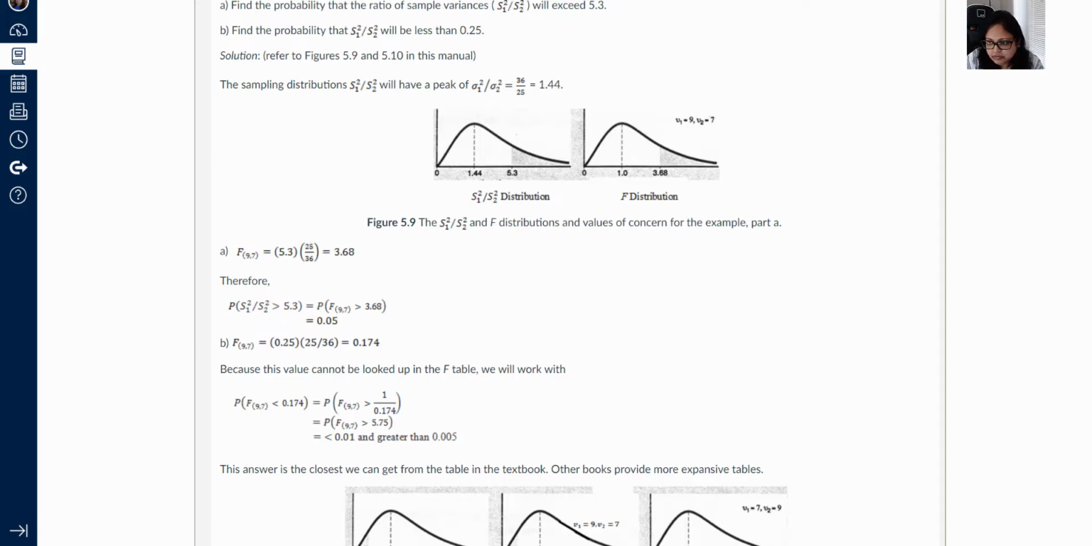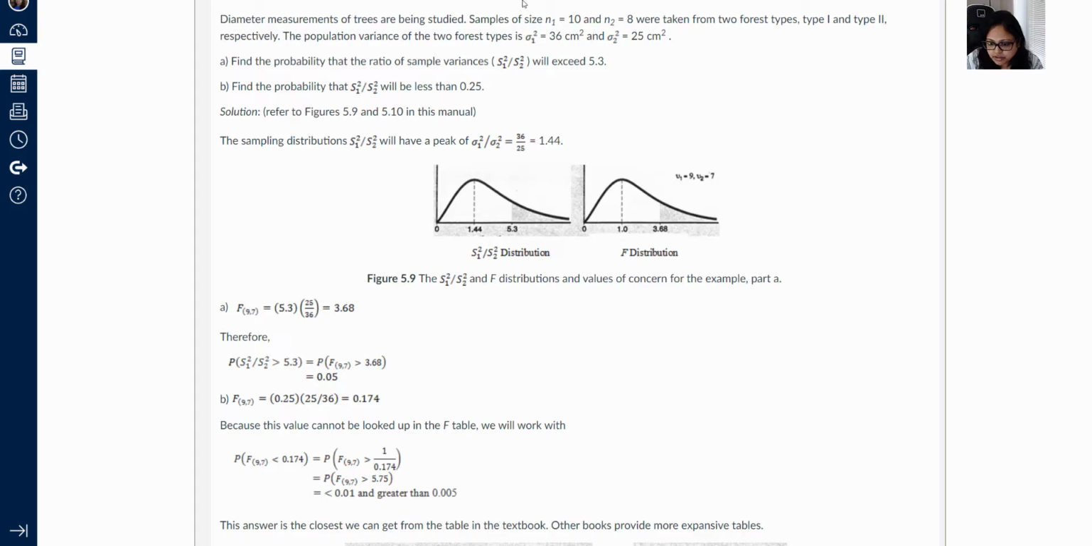So you can see that we use the ratio of the sample variance 5.3 over here, and then the ratio of the population variance. Since we are using the equation, we have to use the ratio for the second variance, from the second population, divided by the first population's variance. That's what we did. So then we found that the value is 3.68.